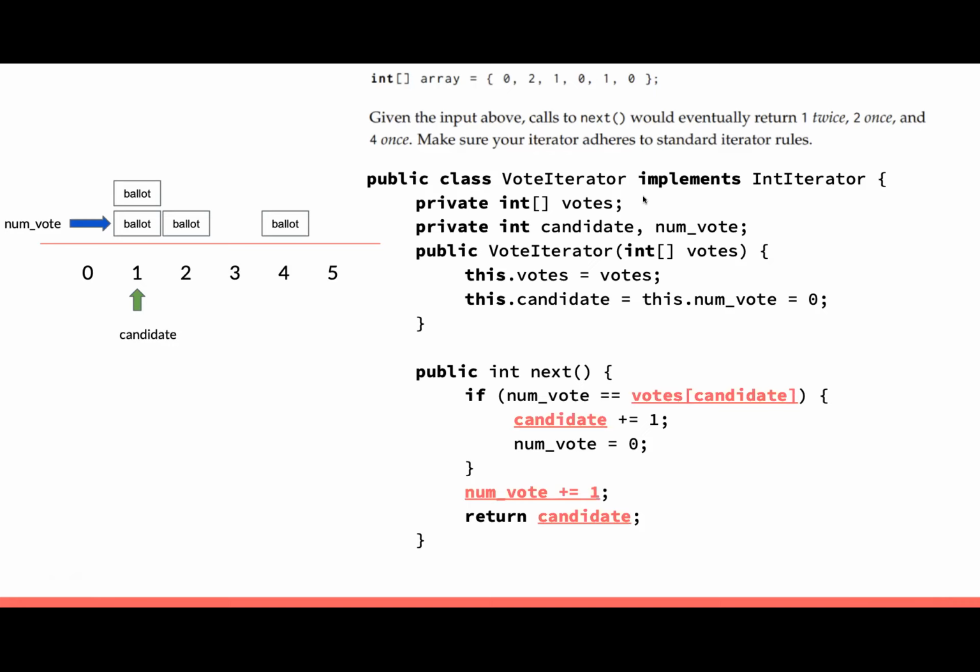Okay, so this is the solution for the next method. Once again, the main idea is that this if statement checks whether every vote that this candidate has has already been announced. If it has, you would move on to the next candidate, and then you would reset the vote counter. If there are still more votes for this candidate, you will increment the number of votes announced for this candidate, and then you will return the candidate number. I hope that makes sense.